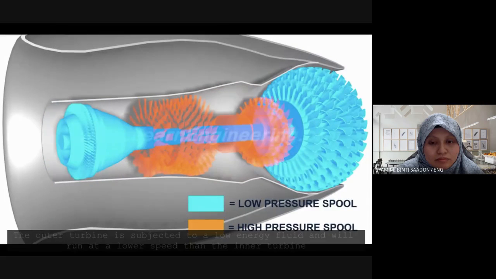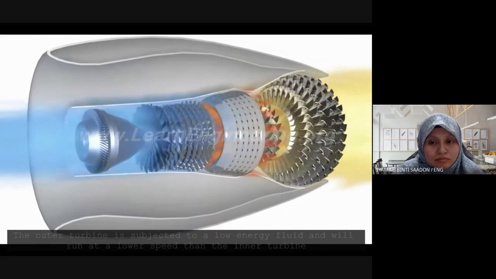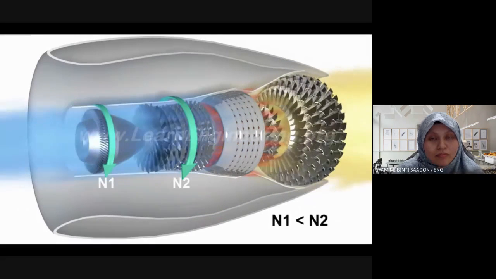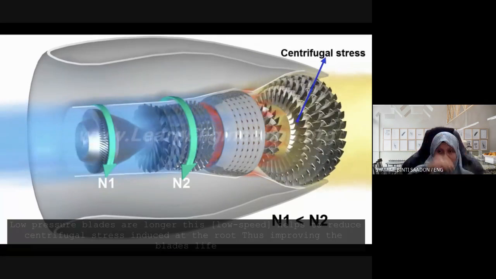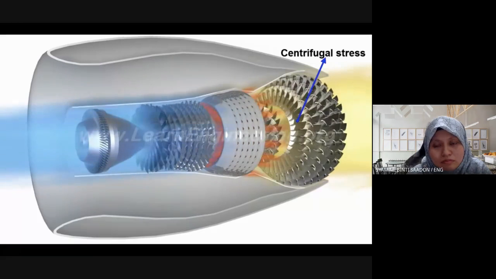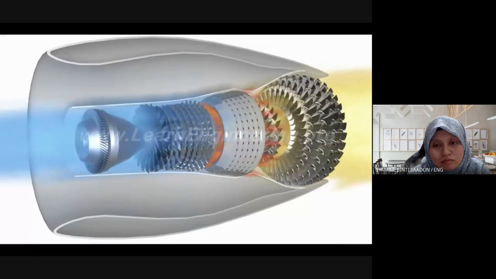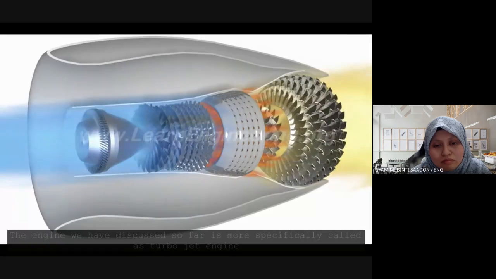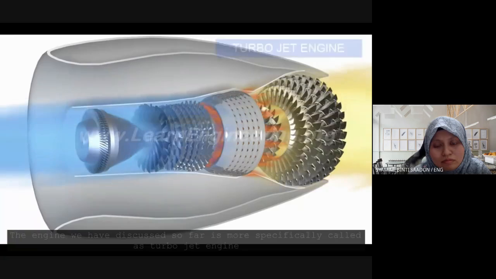The outer turbine is subjected to a low energy fluid and will run at a lower speed than the inner turbine. Low pressure blades are longer. This low speed helps to reduce centrifugal stress induced at the root, thus improving the blade's life. Some modern aircraft even use a three-spool engine. The engine we have discussed so far is more specifically called a turbojet engine.